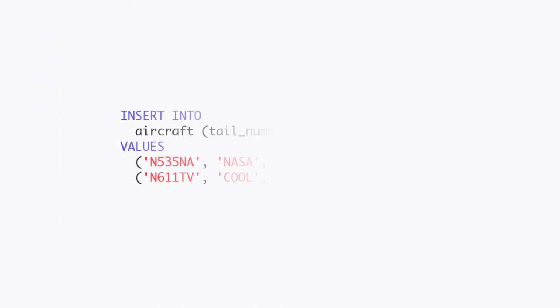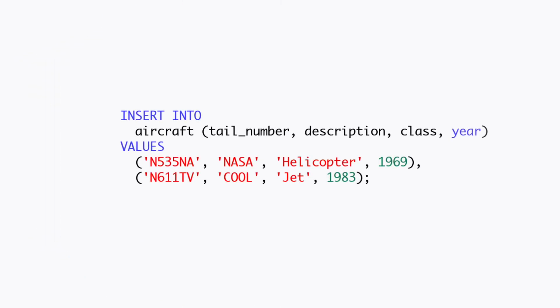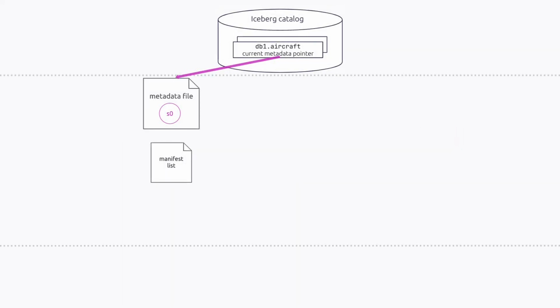To make things a bit more interesting, let's see what happens when I insert some records into my table. Here's the SQL I'm using. Back to the Iceberg diagram to see what happens when I execute this statement. Keep in mind that we're starting with the structure pictured, where we already have a metadata file with a snapshot and a manifest list. When I execute the SQL to insert records into my table, a data file is created. This file can be in ORC, Parquet, or Avro format, but the default is Parquet.